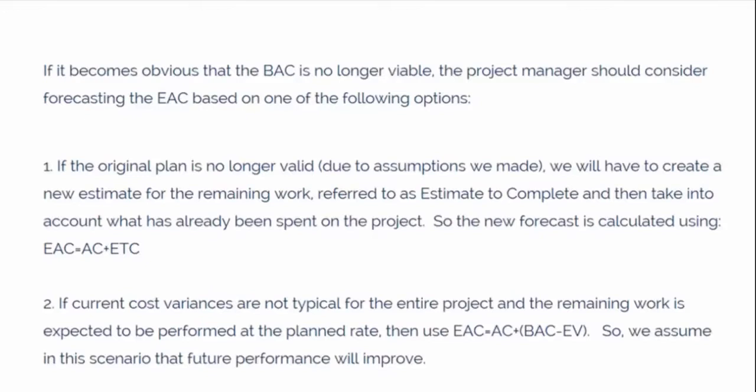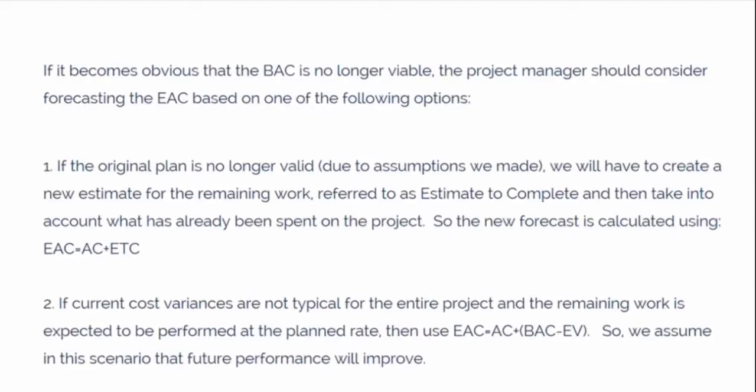The first, the original estimating assumptions were not valid. If the original plan is no longer valid, due to assumptions we made, we will have to create a new estimate for the remaining work, referred to as Estimate to Complete, or ETC, and then take into account what has already been spent on the project. So the new forecast is calculated using the following. EAC equals AC plus ETC.